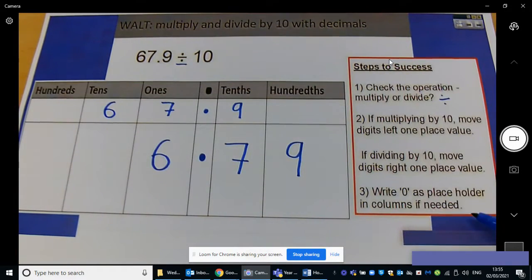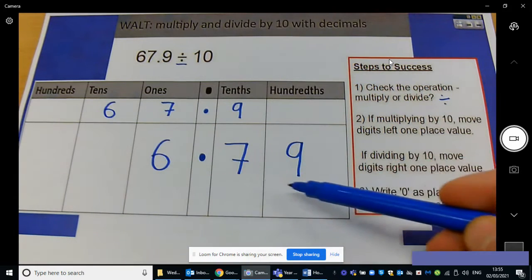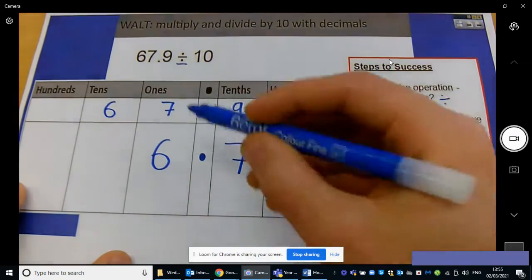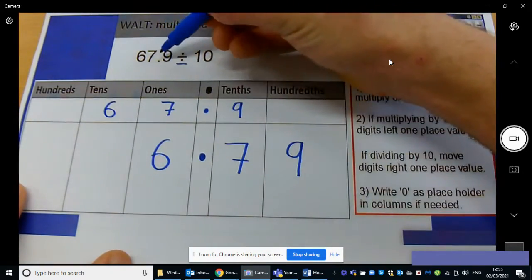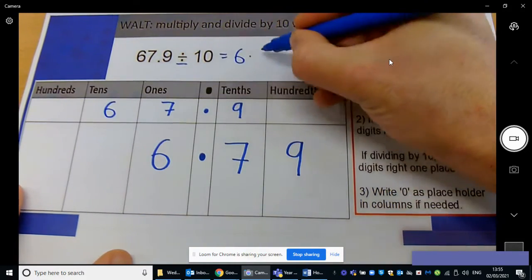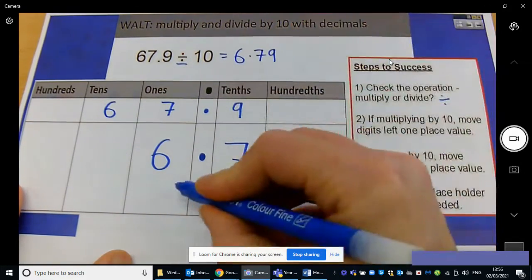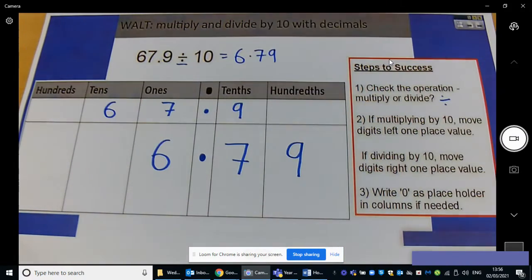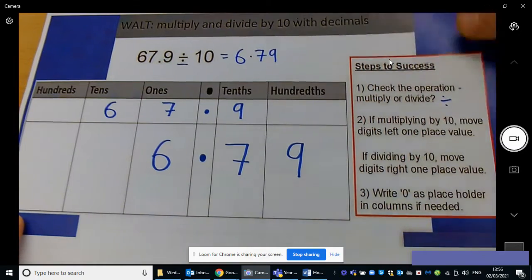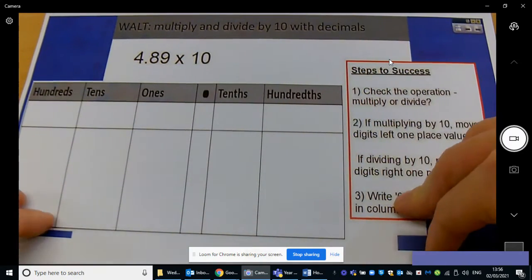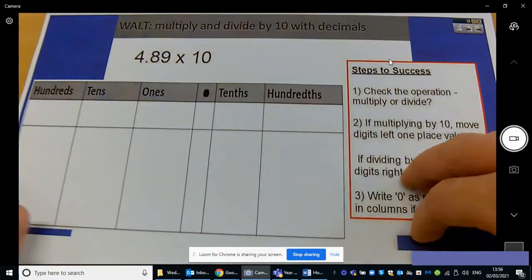Do we need a 0 as a placeholder anywhere? No, because this number is absolutely fine as it is. There are no blank columns that need to be filled in this number. So we can see that 67.9 divided by 10 equals 6.79. And we can see that dividing is making the number smaller. So that's certainly looking like we're on the right track.